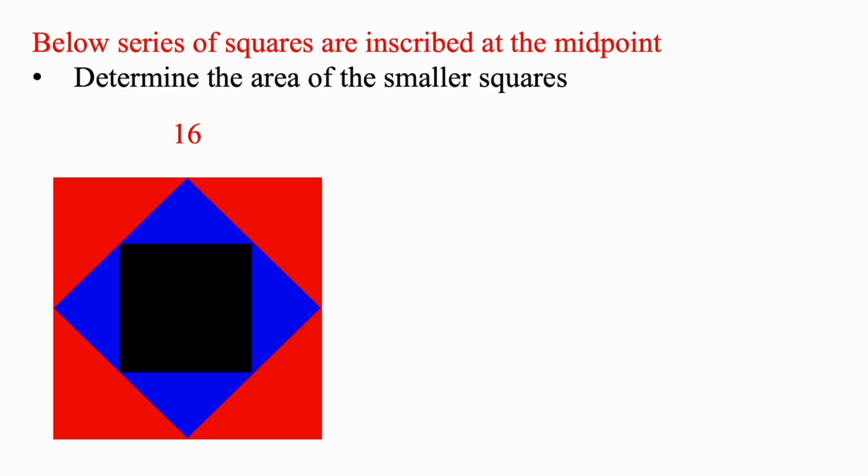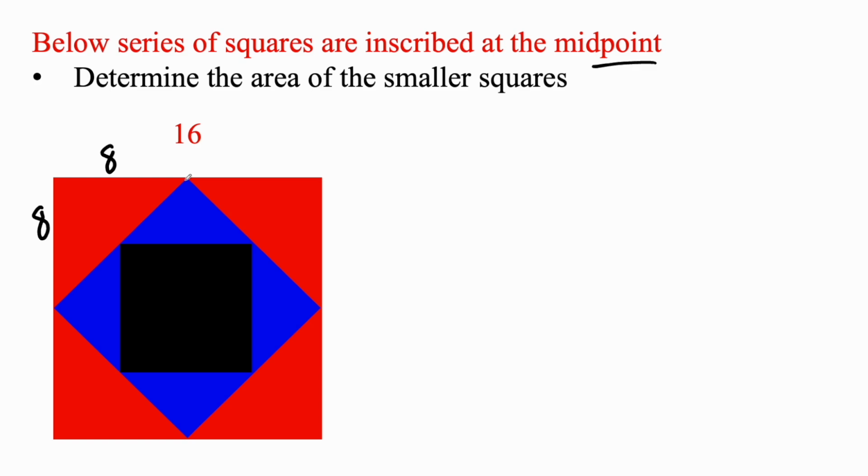Now this is the next problem. Same procedure. This time it says determine the area of the smaller square, and again it says below series of squares are inscribed at the midpoint, so that's important. So we're going to know that this piece right here is 8 and this piece right here is 8 because we're dealing with squares and they're inscribed at the midpoint. So from here to here is 16, so halfway would be 8.